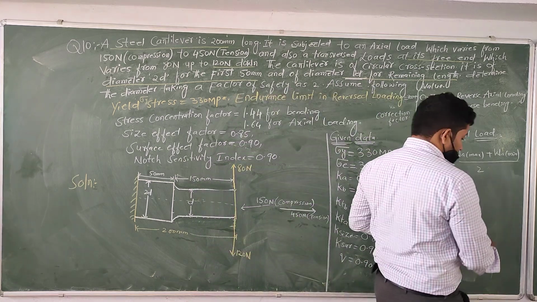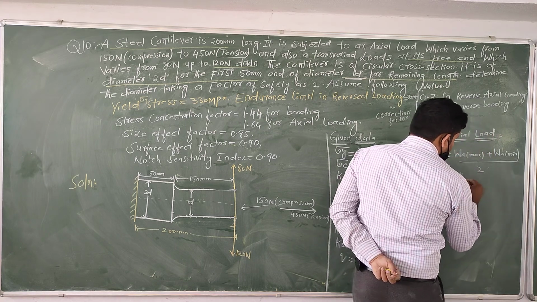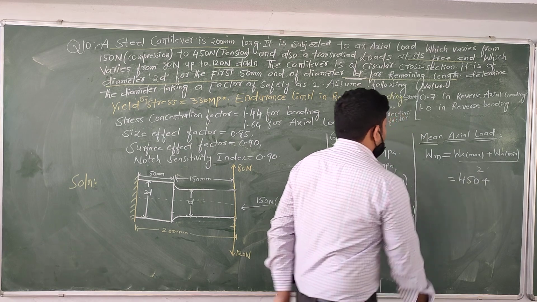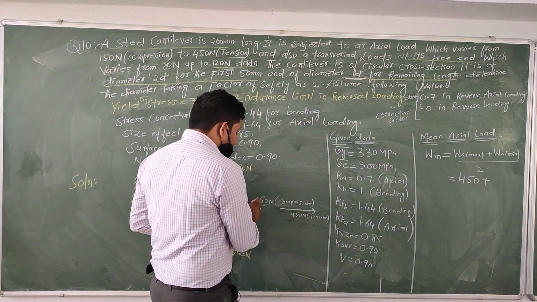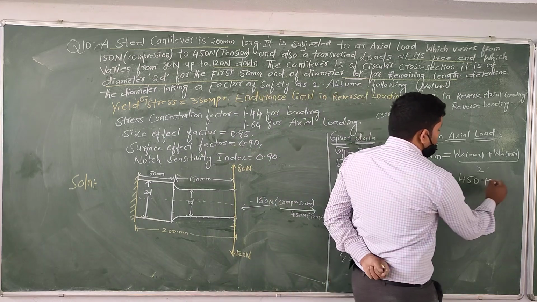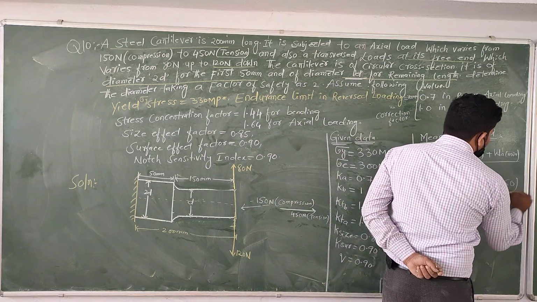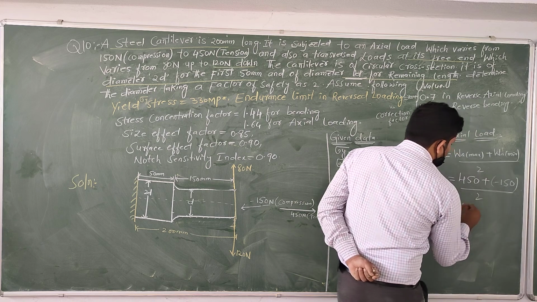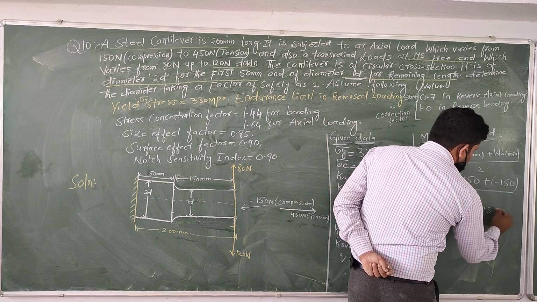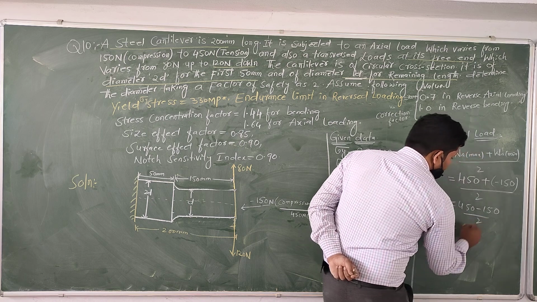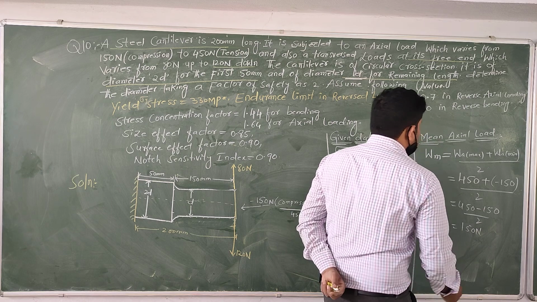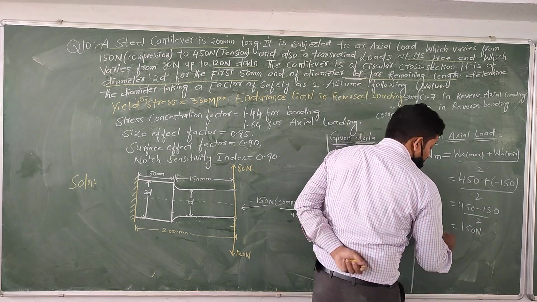Then we can represent here 450 plus WA minimum, how much is there? This is compressive, nothing but we need to consider as minus. Is it right? Minus 150 by 2. So if you subtract, plus into minus, 450 minus 150 by 2, if you divide this value, then you will get the answer as 150 Newton. So that is the value of mean axial load.